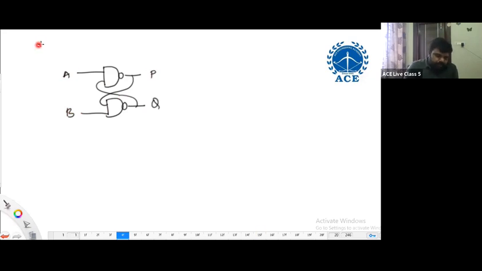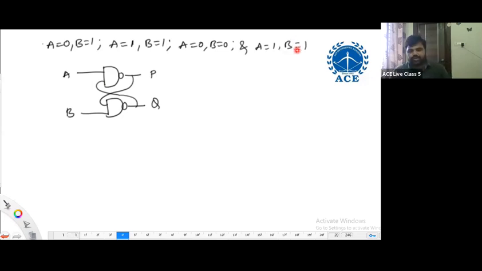In the following circuit, it is applied A equal to 0, B equal to 1, A equal to 1, B equal to 1, A equal to 0, B equal to 0, and A equal to 1, B equal to 1, applied in sequence. What is here? First 0, 1, next 1, 1. First 0, 0, next 1, 1. This is a sequence. What do you mean by this, sir? AB in sequence like this: 0, 1, 1, 1, 0, 0, 1, 1 applied in the sequence.